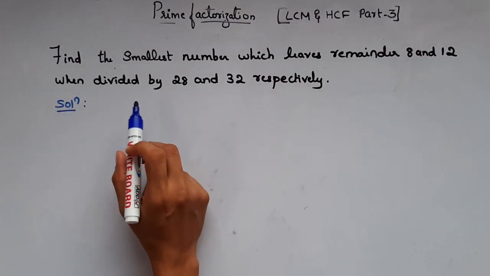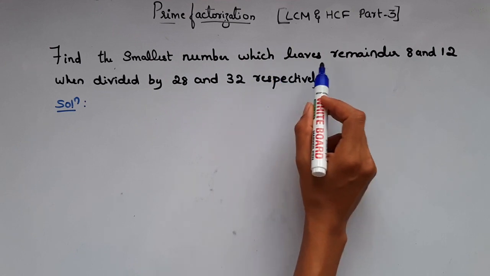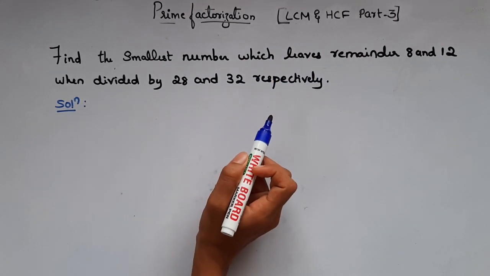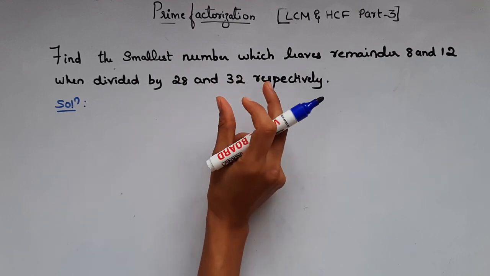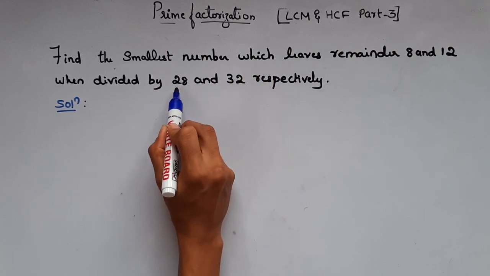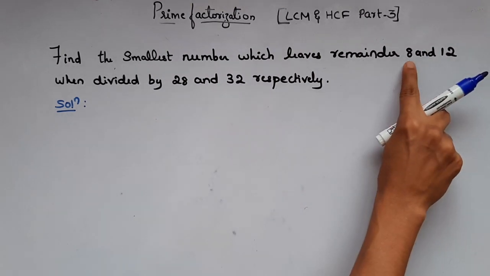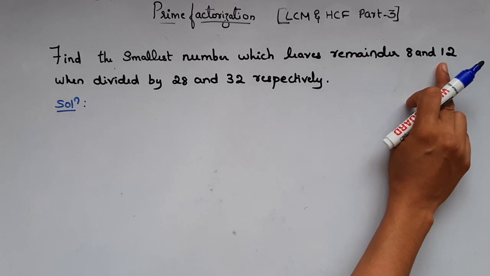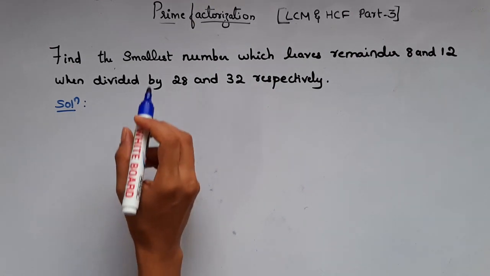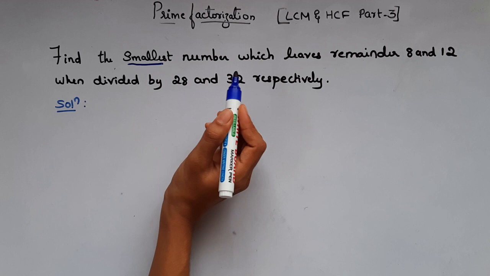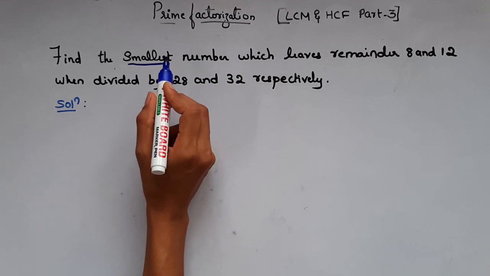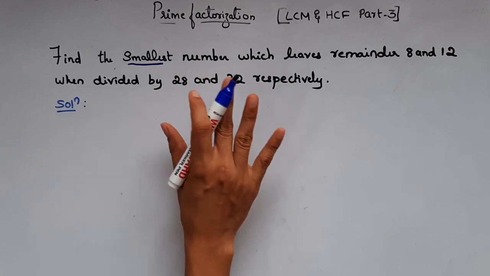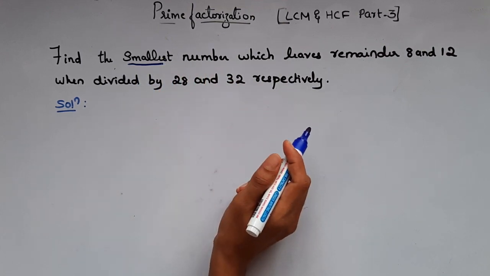Now let's see this problem. Find the smallest number which leaves remainder 8 and 12 when divided by 28 and 32 respectively. It says we have to find the smallest number which when divided by 28 should leave a remainder of 8, and when divided by 32 it should leave remainder 12. From the question it is clear that smallest is a keyword which comes under the LCM list, right? So this is clearly an LCM problem.